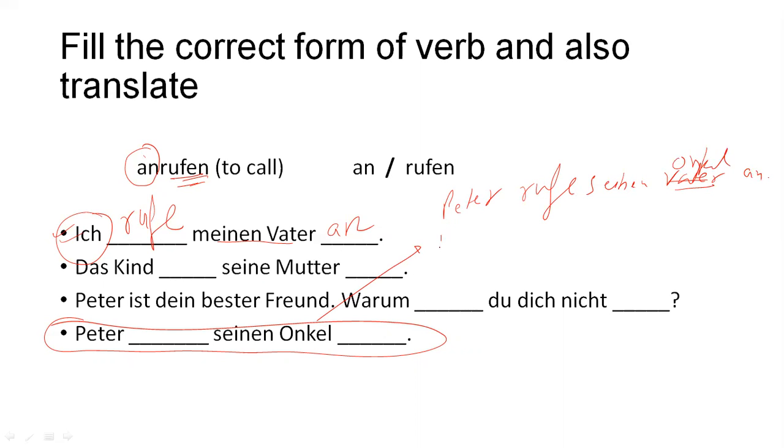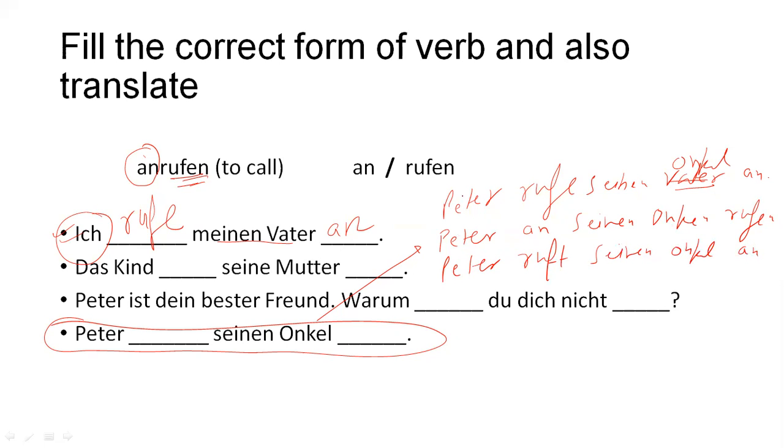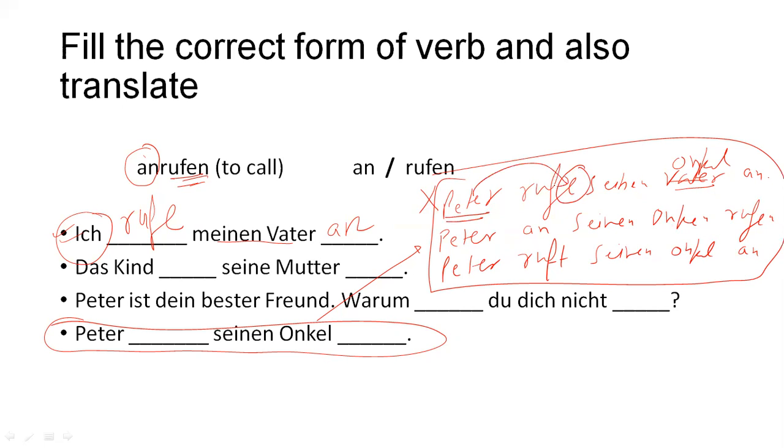This is first statement. Second statement, it is Peter an seinen Onkel rufen. Third statement, Peter ruft seinen Onkel an. Okay, three statements are there. Which statement is correct? So first statement is wrong because it says rufe, and if someone's name is there, we do not add e. We add e if it is ich. Second statement is wrong because here anrufen I have not placed in a correct manner. Hence, third statement is correct because I have conjugated with t and I have placed the an at the end. The prefix is at the end, right?